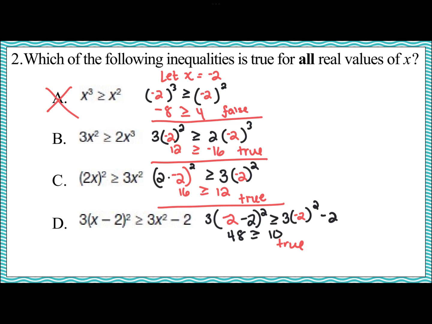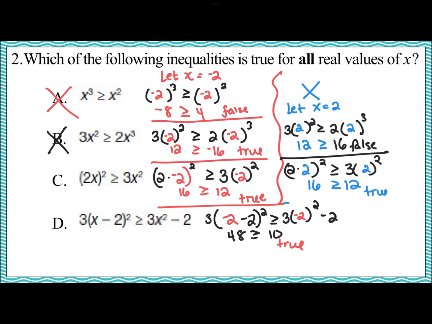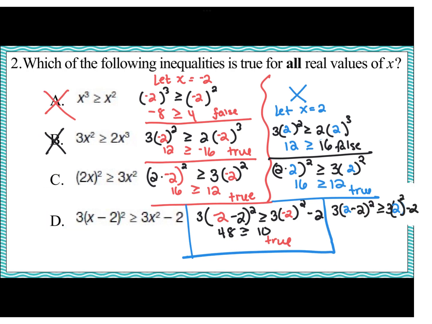So now I need to choose a new value for x. And I'm only going to test it in B, C, and D. And when I try it in letter B, I get 12 is greater than or equal to 16, and that is false. So now I can rule out option B. Let's attempt it in C. This one is true, so it is potentially C, and let's hope I get false in D, and if I don't, then I need to test a different value. And I'm happy to see that I get 0 is greater than or equal to 10, which is false, so I can rule out D, and I have it narrowed down to option C.